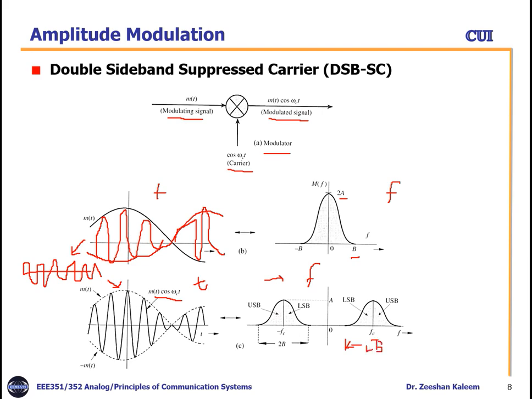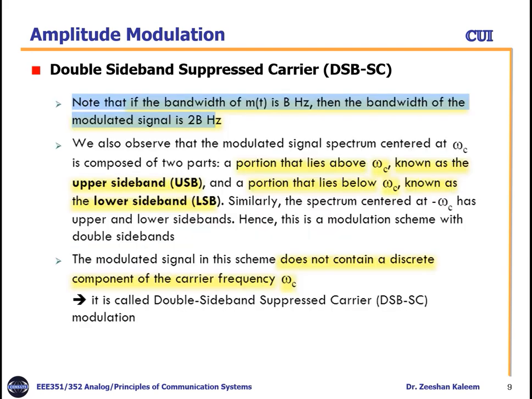It is 2B. This bandwidth. The portion from the carrier to this part is called the upper sideband, and the portion from the carrier to the lower is called the lower sideband. It will have image copies, so the lower frequency is called the lower sideband, and here it is called the upper sideband. So whenever this is generated, its image will also be generated. So this is the modulated signal after multiplying m(t) with cos omega_c t.